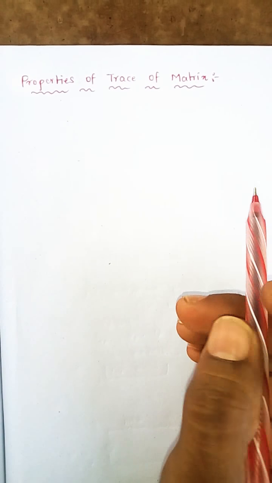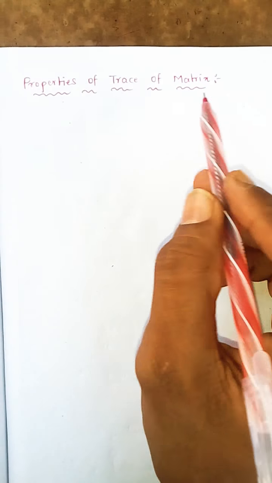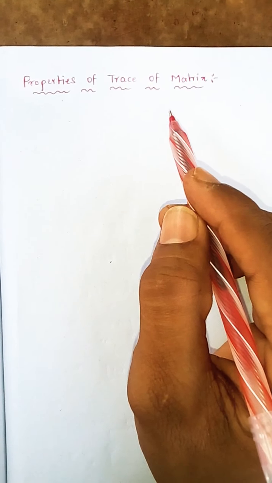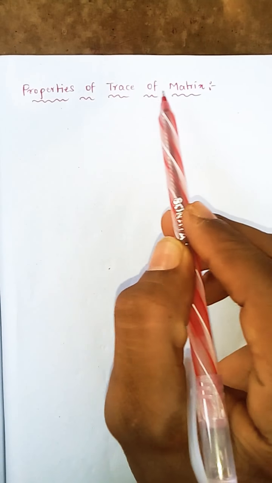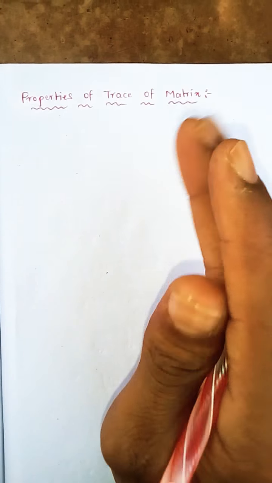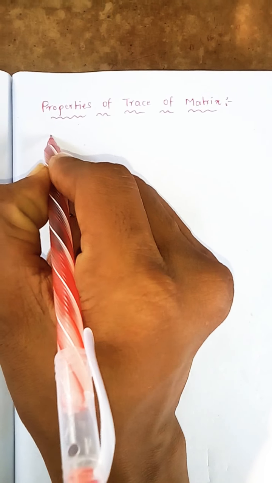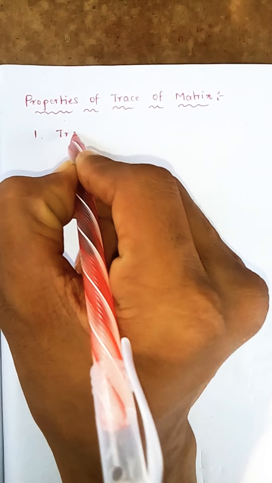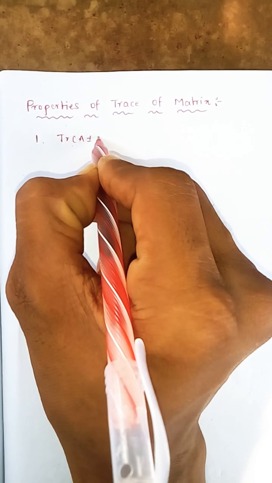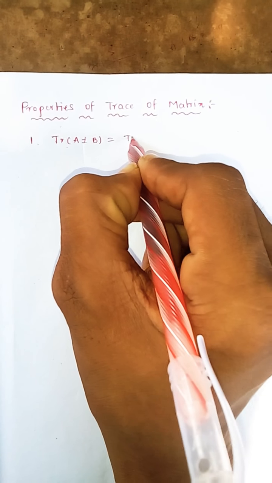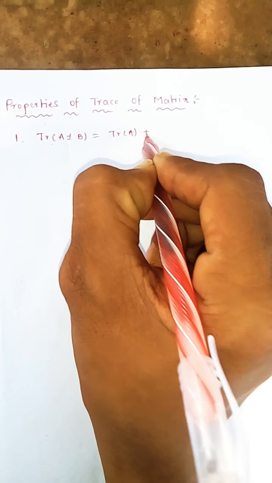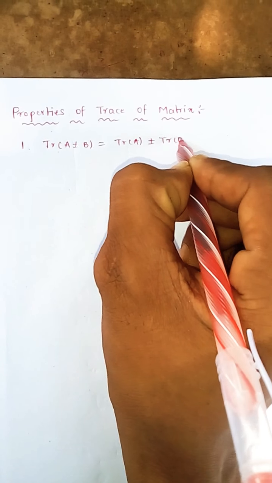In the previous lecture, we have seen trace of matrix. In this lecture, we are going to see the properties of trace of matrix. There are four types of properties. In that, the first one is trace of A plus or minus B is equal to trace of A plus or minus trace of B.